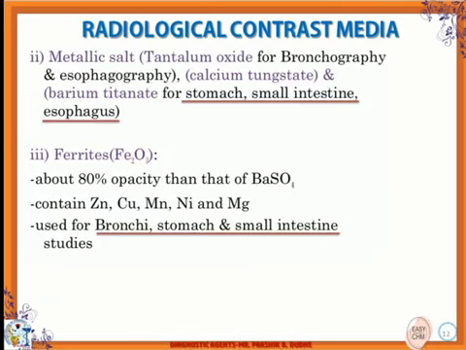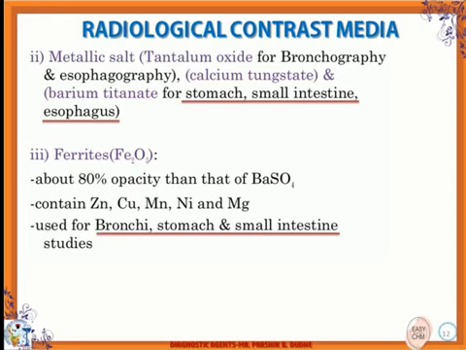The second type of inorganic compound is the metallic salts, like tantalum oxide, which is used specifically for bronchography, and barium titanate, for radiological detection of the stomach, small intestine, and esophagus.